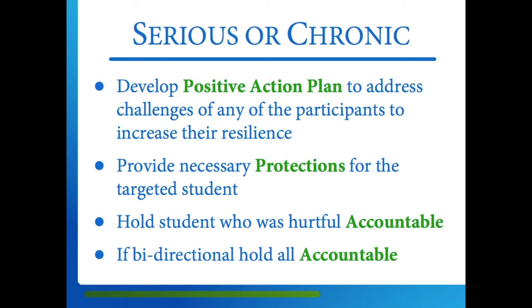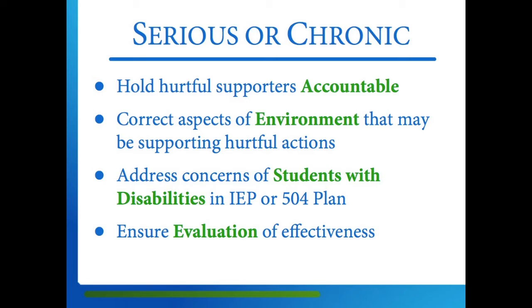So in any serious or chronic situation, it will be necessary to develop a positive action plan to address the challenges of any of the participants to increase their resiliency. It also may be necessary to provide for protections for a targeted student. It's necessary to hold any student who is hurtful accountable. And if this is a bidirectional hurtful situation, then all of the students who were hurtful need to be held accountable. It is also necessary to hold the supporters accountable, as well as to correct any aspects of the environment that may be supporting the hurtful actions, and address the more significant concerns of students with disabilities within the context of an IEP or 504 plan, and ensure evaluation to ensure effectiveness.